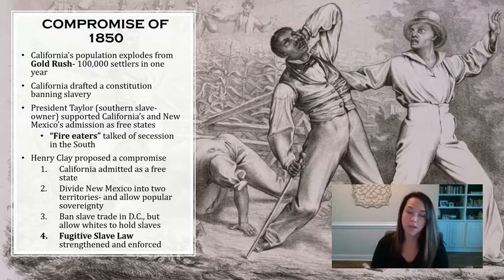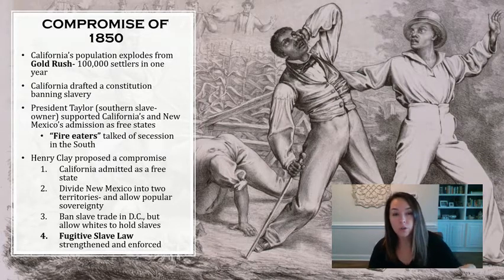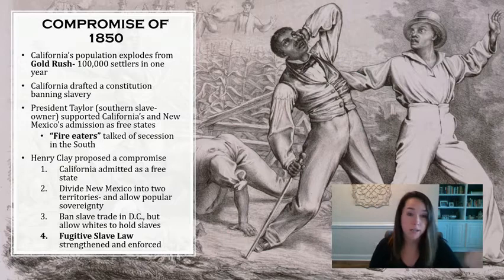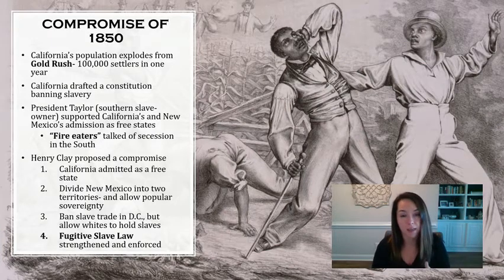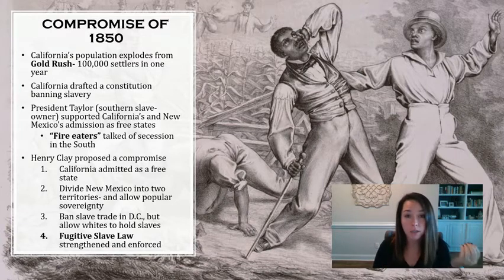And so the great compromiser shows up and he's like, okay, listen, we can negotiate this out. And so he proposes the Compromise of 1850. And it's basically this combination of the Northerners are going to get a free state of California, for example, while the Southerners need something to kind of balance that out. The two main parts of the Compromise of 1850 that I think that you should for sure know is that California is admitted as a free state and the Fugitive Slave Law.